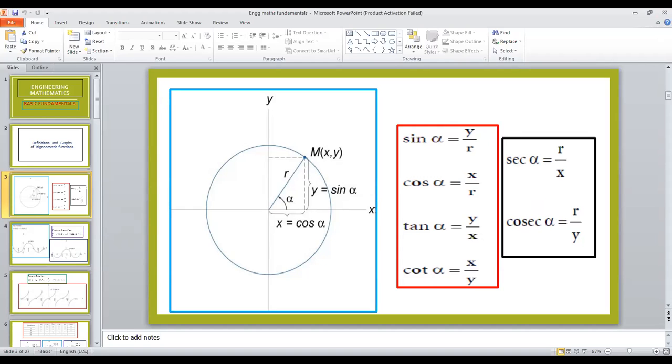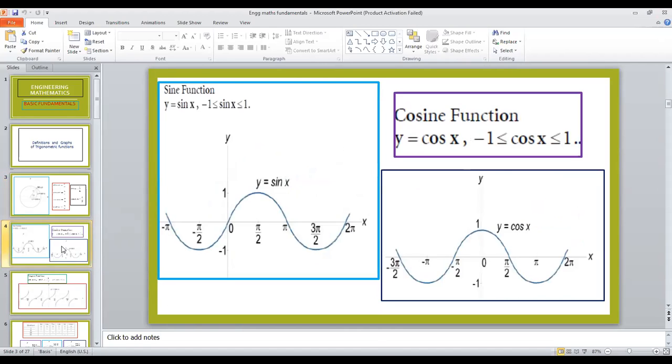Now you come to the next slide, that is the sinusoid function and cosine function. Now you see here. Every time you are using y is equal to sin x. Y is equal to sin x means what? It is a simple real function, whereas sin x varies from -1 to +1.